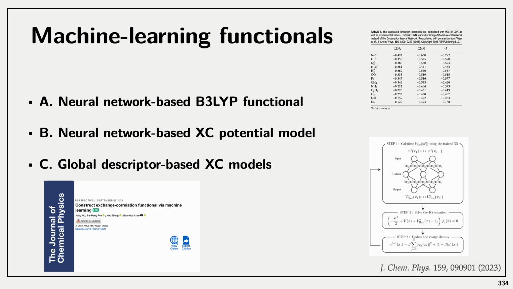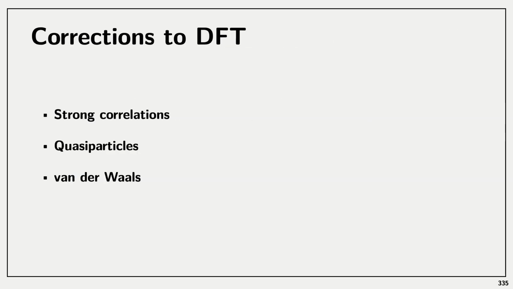Be careful about that. Now, I'm going to finish this screencast in a few minutes by telling you that there are more things that are done on top of DFT and exchange correlation to improve things a little bit in terms of representing the physics that you see experimentally. Those corrections are of three types, essentially: strong correlation effects, quasi-particles, which is mostly for optical properties, and van der Waals.